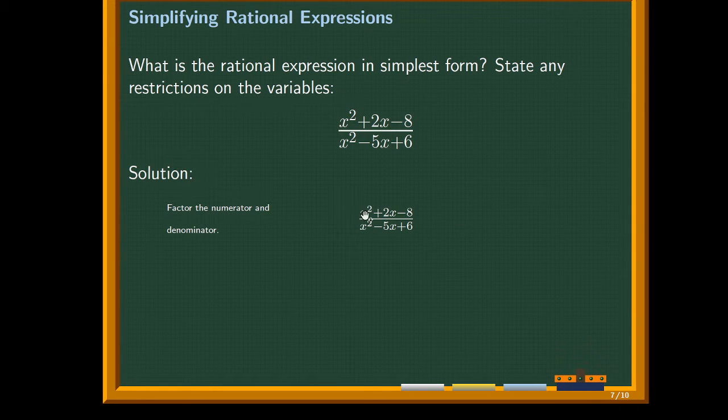Now, for the numerator, since the leading coefficient of x squared is 1, we use 1 times negative 8. That is the value of A, B, and C. A here is 1, B is positive 2, and C is negative 8. So, think of the factors of negative 8. That is 1 times 8, and 2 times 4. What else?